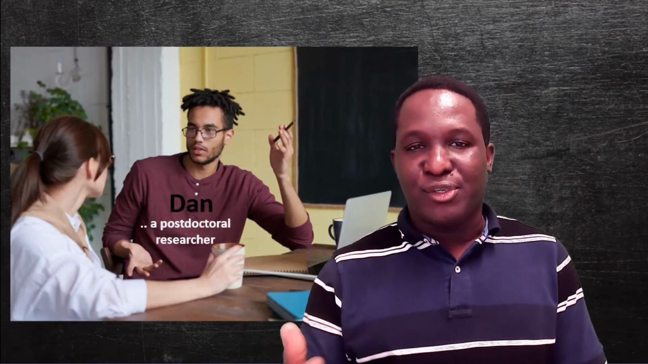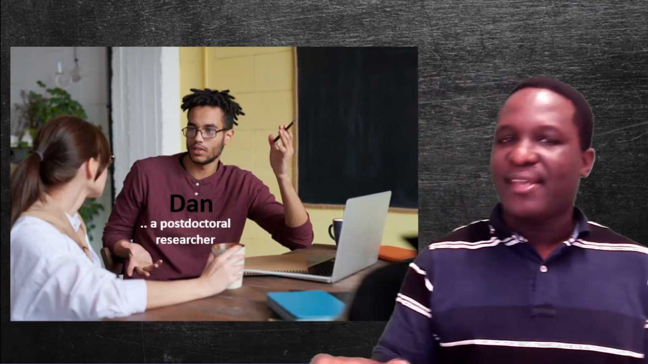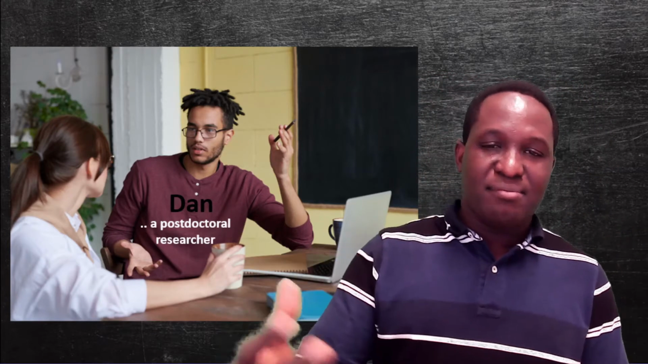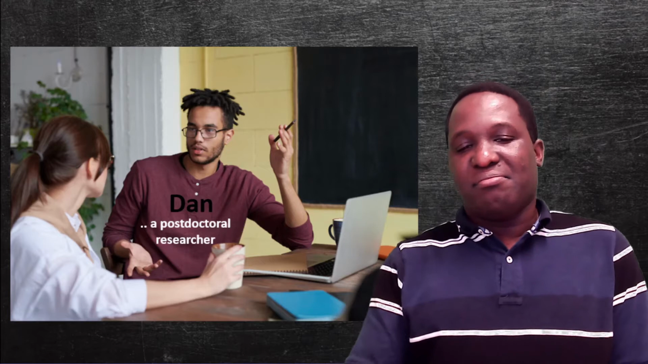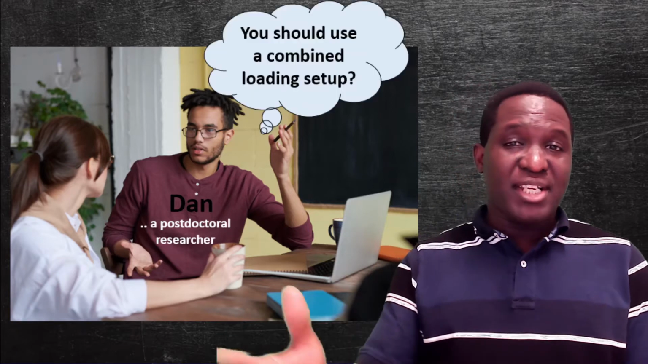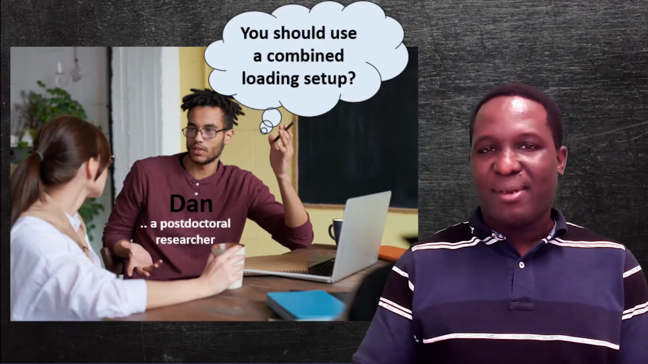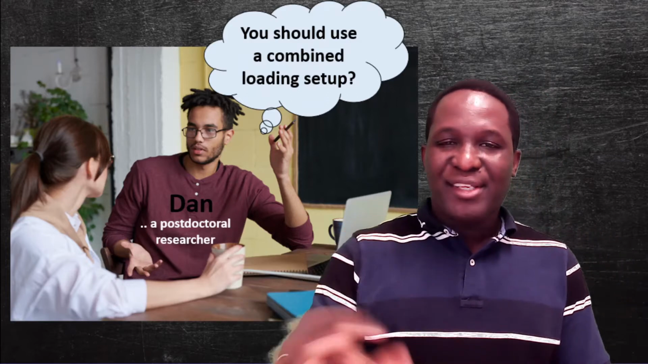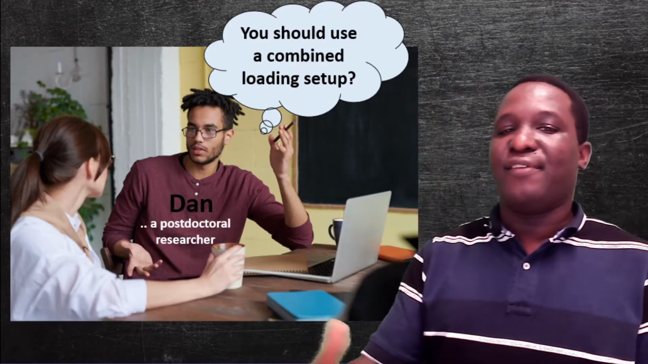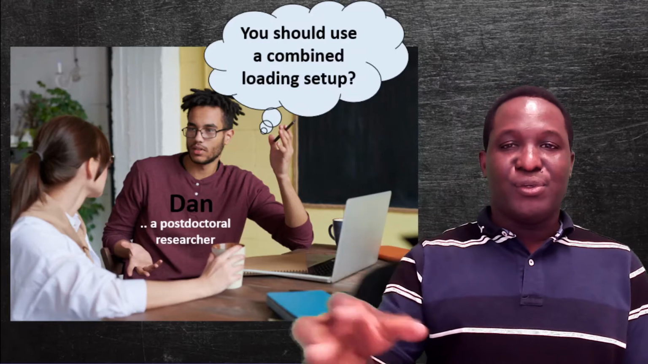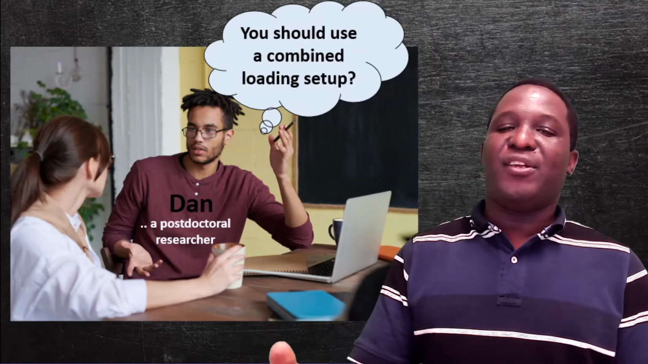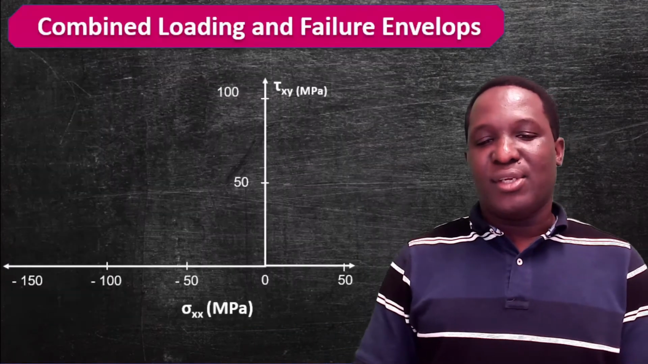So she decided to go and speak to Dan. Dan is one of the postdoctoral researchers working within the team. And Dan, being quite experienced, decided to give her a bit of advice. He said, you should really use combined loading to try and solve this problem, because combined loading is really how you can generate failure envelopes. You need to look at the interaction of loads on the domain to create failure on the material, and that's what you're going to do.